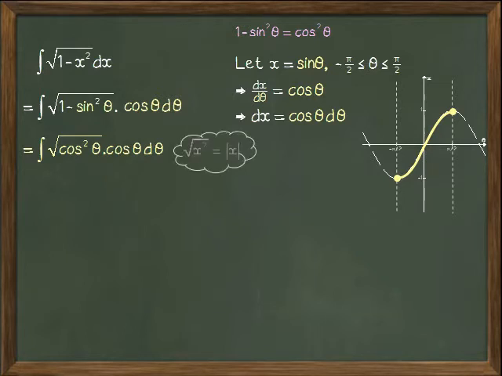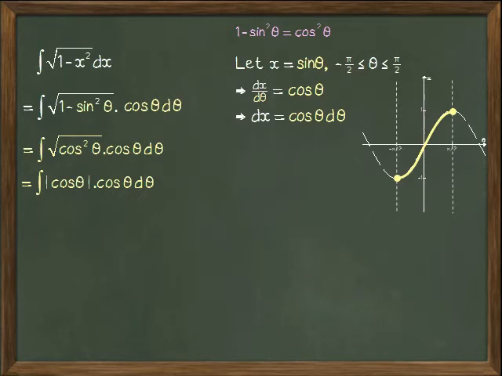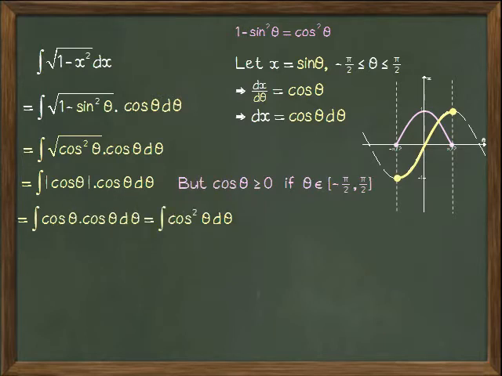Now we need to remember that the square root of x squared is equal to the absolute value of x. So the square root of cosine squared theta is equal to the absolute value of cosine theta. However, remember that we restricted theta to the interval minus pi over 2 to pi over 2, and we know that on this interval, cosine theta is never negative, and therefore on this interval, the absolute value of cos theta is going to become just cos theta, and my integral will simplify to the integral of cosine squared theta d theta.